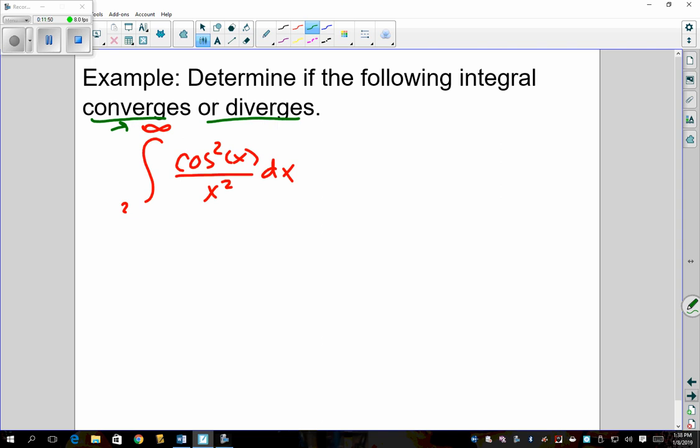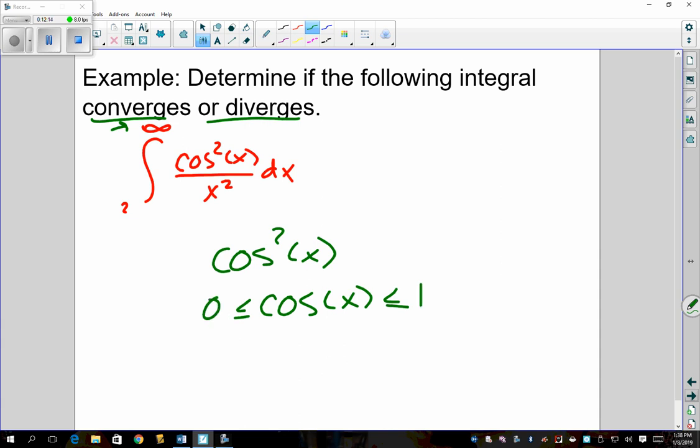So I think to myself, well, I don't really need to find an actual number. I just need to figure out if it converges or diverges. So I'm just going to use a comparison test. And the big thing is what to compare it to. If I look at the top, cosine squared of x, I know that cosine of x has to be between 0 and 1. And so cosine squared of x obviously has to be between 0 squared and 1 squared, and in this case, it's still 0 and 1. So cosine squared of x has to be between 0 and 1.